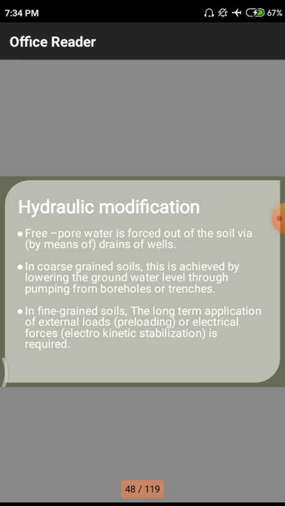The next point is fine grained soils. Long-term application of external loads or electrical forces is required. In the previous case, coarse grained soils, we used less external force because of the huge number of voids, so water flows through those voids and is easily drained off. But in fine grained soils like clay soils and silty soils we have a huge number of particles and voids also, but the water does not flow through these voids because the binding properties are very high in these fine grained soils, so we have to use a long-term application.